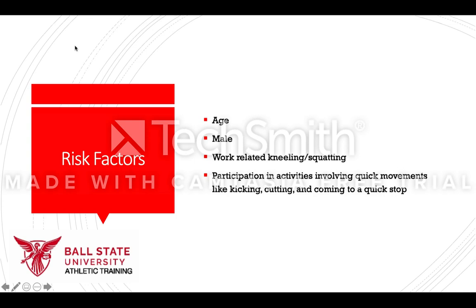The risk factors that come along with a torn meniscus are going to be things like age and gender. So for the age, a lot of people with a torn meniscus occur after the age of 60, except for those patients that are highly active within sports. But those patients over the age of 60 are at a higher risk. Work-related kneeling or squatting is also a big risk factor. So this also plays a big role with him being a father and also being a cop. We also want to make sure that they are aware of the risk factors of participating in activities involving quick movements like kicking, cutting, and coming to a quick stop.